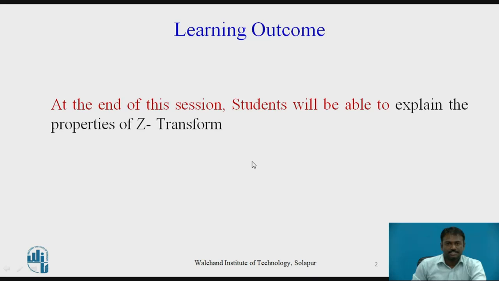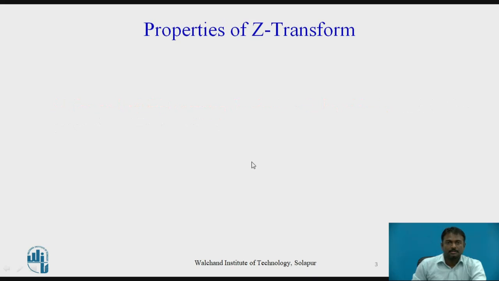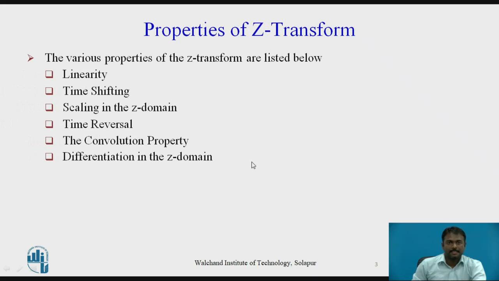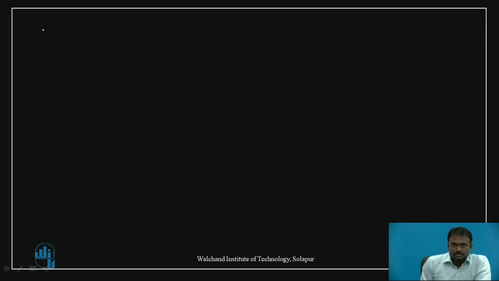At the end of this session, students will be able to explain the properties of Z transform. The various properties of the Z transform are as listed below: linearity, time shifting, scaling in the Z domain, time reversal, the convolution property, and differentiation in the Z domain. So today, the first property we are going to discuss is linearity.